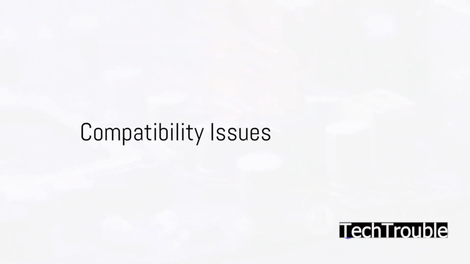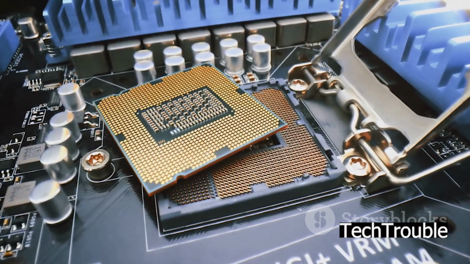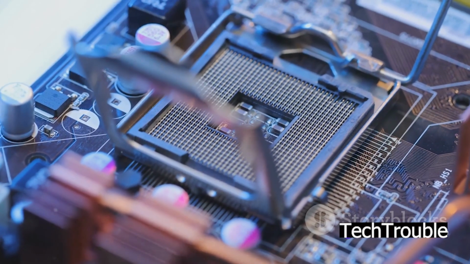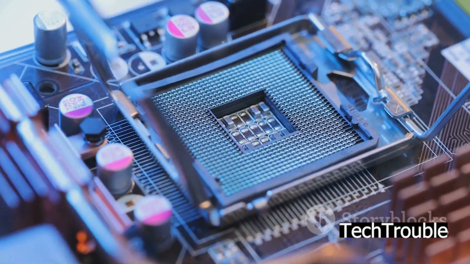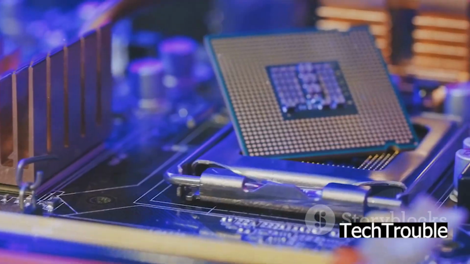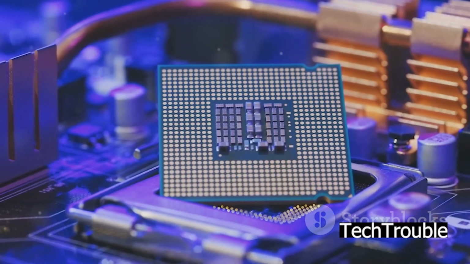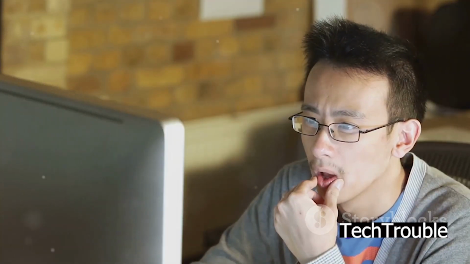Compatibility issues are another common problem. These can occur between hardware components or software applications and can lead to CPU-related problems. To resolve this, ensure all hardware components are compatible with each other and supported by the operating system. Check for BIOS updates for the motherboard to address any compatibility issues with newer hardware or software. Also, verify that software applications are compatible with the CPU architecture and operating system version to prevent compatibility-related errors.